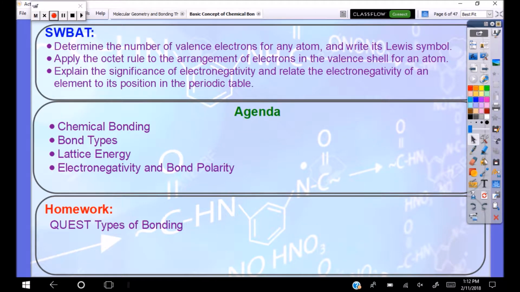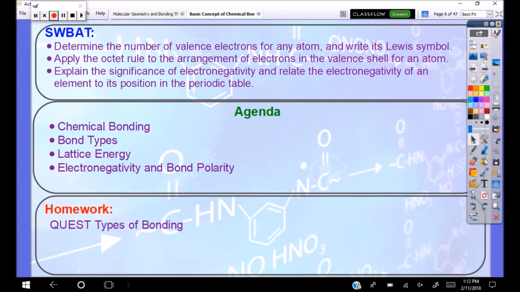Today we're going to determine the number of valence electrons for any atom and write its Lewis symbol. We'll apply the octet rule to the arrangement of electrons in the valence shell for an atom, and we'll be able to explain the significance of electronegativity and relate the electronegativity of an element to its position in the periodic table. So first we have to look at the different types of chemical bonding, and then we'll look at something called lattice energy, and we'll talk about electronegativity and bond polarity.